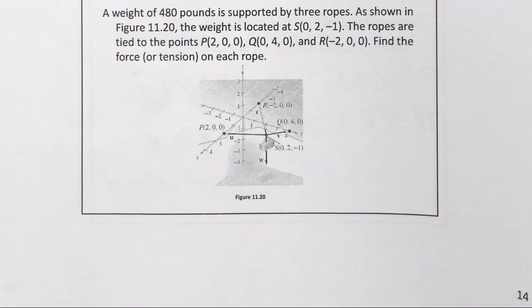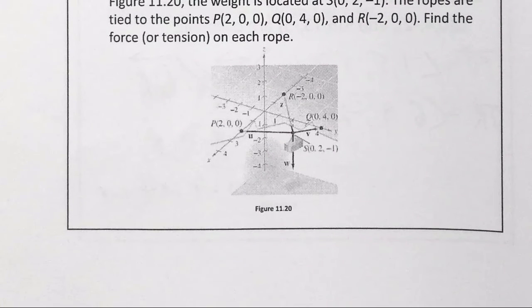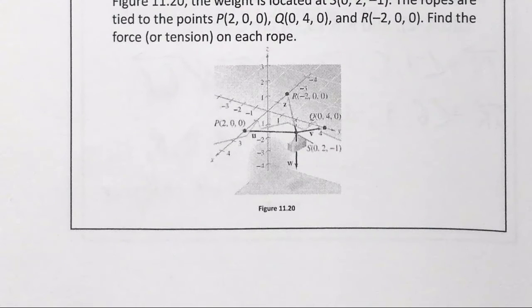So it looks at a 480 pound weight that's supported by 3 ropes. The weight is located relative to an axis they set up at some point on the wall so they could do the calculations. The weight is at 0, 2, -1. The ropes are tied to points 2, 0, 0, 0, 4, 0, and -2, 0, 0. Find the force on each rope. Okay, they give you the diagram already.